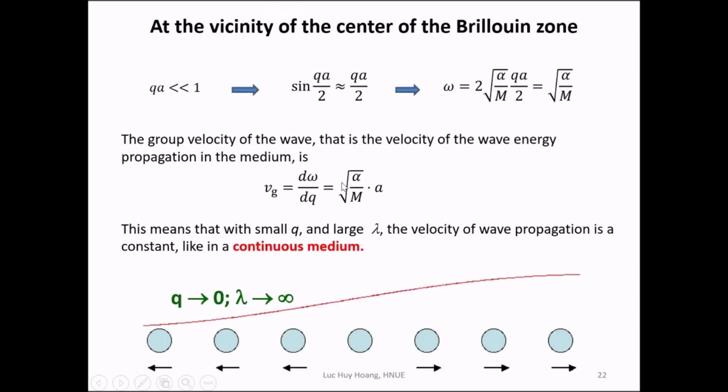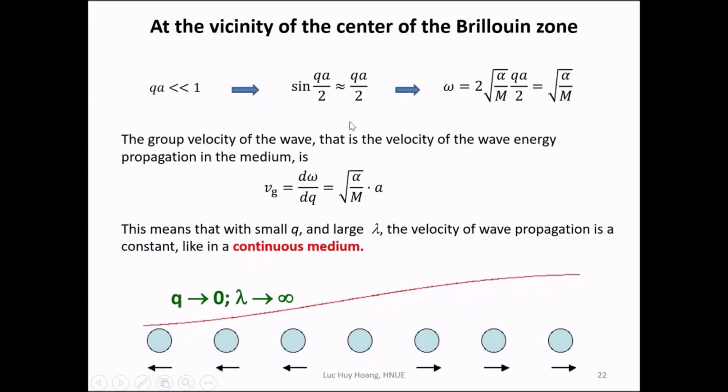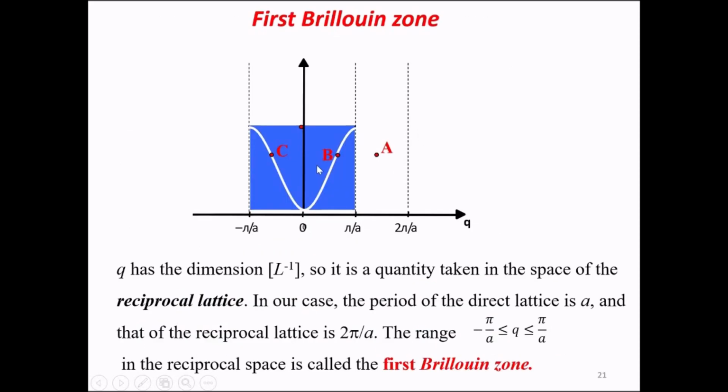Okay. So now we will discuss the dependence of omega on q in the Brillouin zone only. We don't have to consider the dependence outside. Okay. Look at this. Okay, this is the dependence of omega on q.